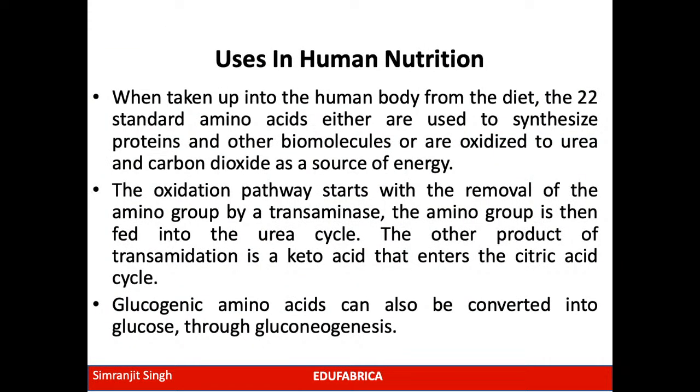So how are they used in human nutrition? In our human body, from our diet, the 20 standard amino acids are used to synthesize proteins and other biomolecules, or are oxidized to urea and carbon dioxide as a source of energy. The oxidation pathway starts with the removal of the amino group by transaminase, and the amino group is then fed into the urea cycle. The other product of transamination is the keto acids, which then enter the citric acid cycle. Then glucogenic amino acids can be converted into glucose through gluconeogenesis.